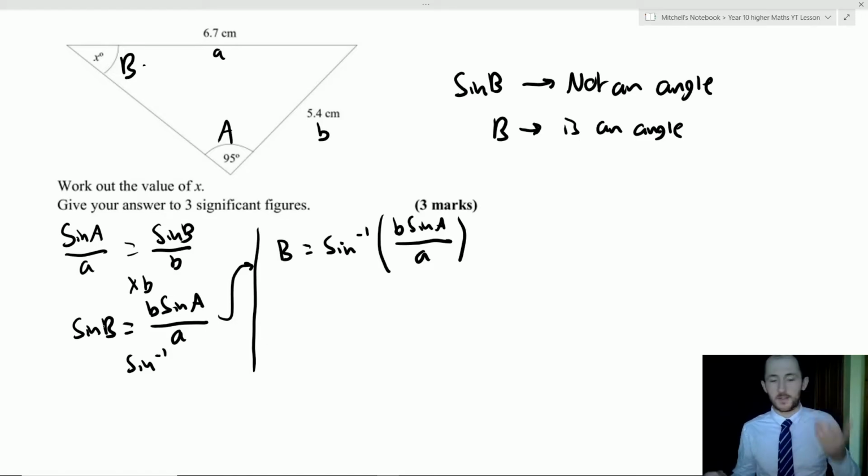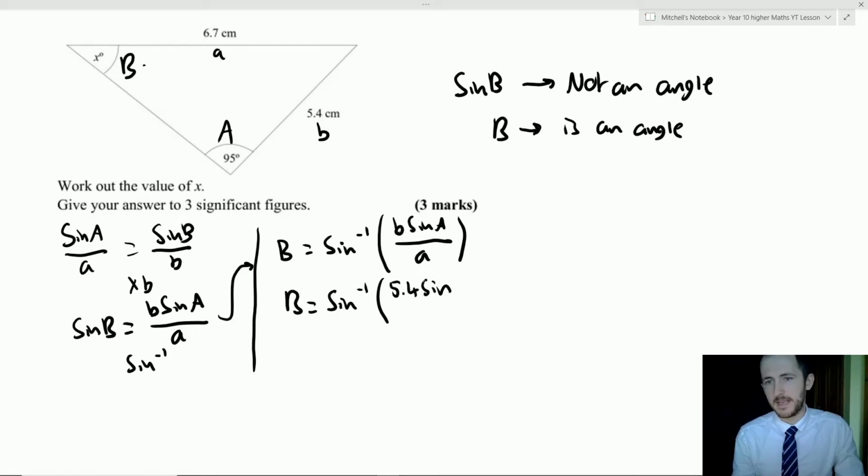So you may look at this and think, wow, this is a bit complicated. That's good, right? When you have these big math equations, you look smart and you sound smart. So if you show your parents an equation like this, they will go, oh my God. But it's not hard. Not hard at all. And I'll show you exactly how to do it. So we have B equals, now let's substitute those numbers in. Inverse sine, lowercase b is 5.4. Then sine of big A, which is 95 degrees. And again, I'm going to put those in brackets too. Over lowercase a, which is 6.7. And I shove that in my calculator.